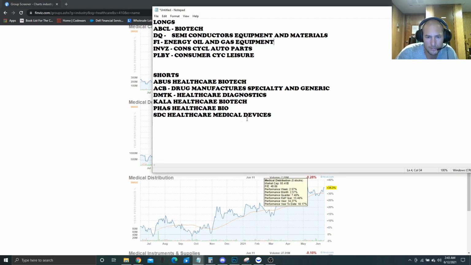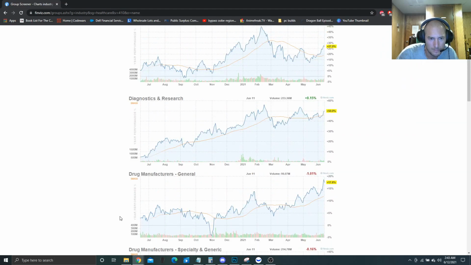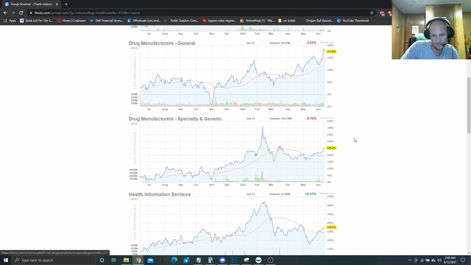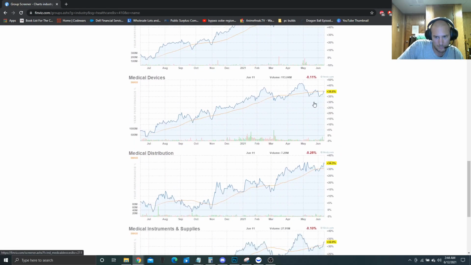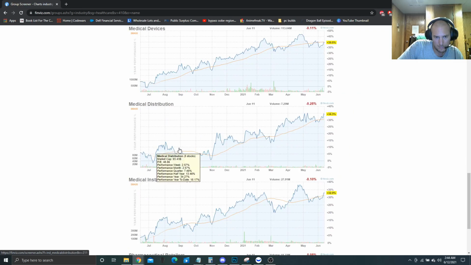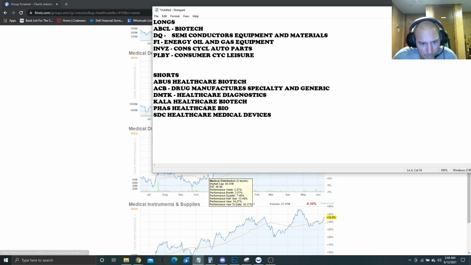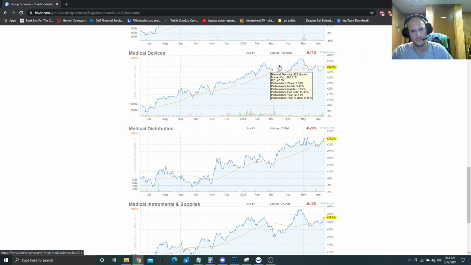And then we're going to look at finally diagnostics, healthcare diagnostics. Oh, specialty and generic. This looks relatively flat, so we'll keep that on our list in case it rejects off of this resistance level here and does move back lower with the rest of the sector. And medical devices is up, right? But yeah, once again, it could reject off of this 50-day and move down.